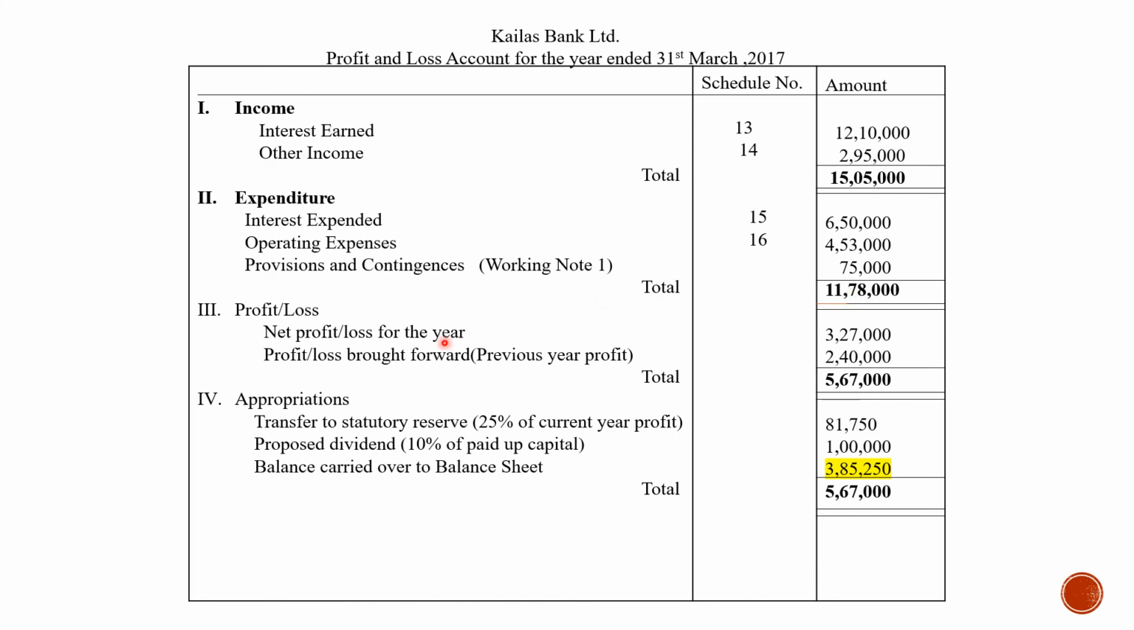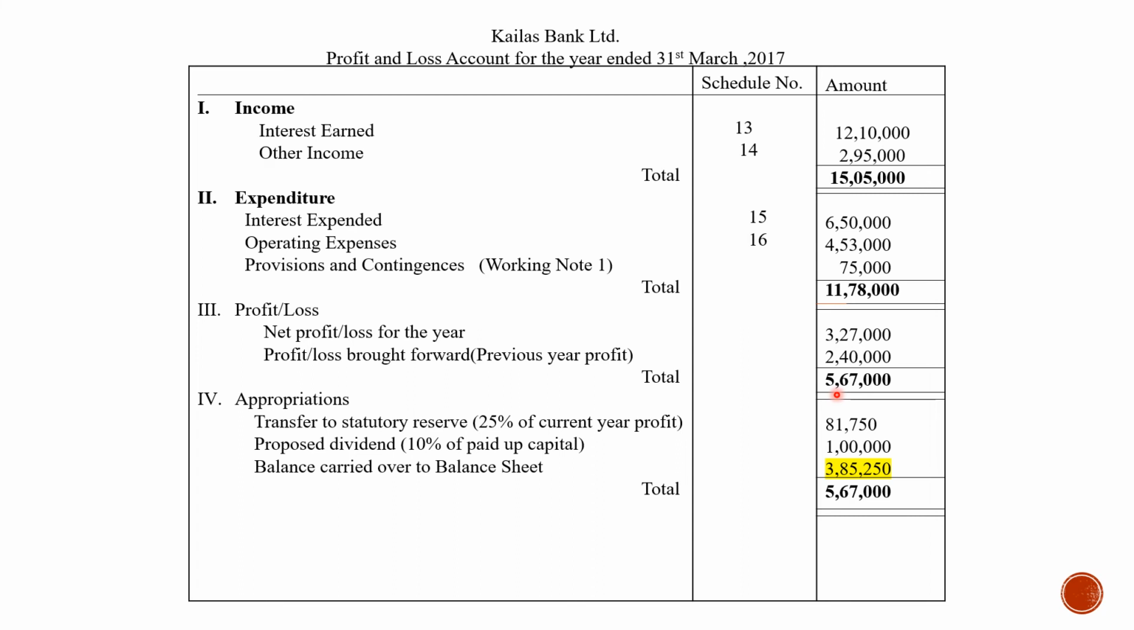Under that category, we find the current year profit. Current year profit is the difference between income and expenditure. So you get the figure as 3,27,000. Since details have been given on last year's profit, that amount of 2,40,000 needs to be added to the current year profit. So you get the total figure as 5,67,000.